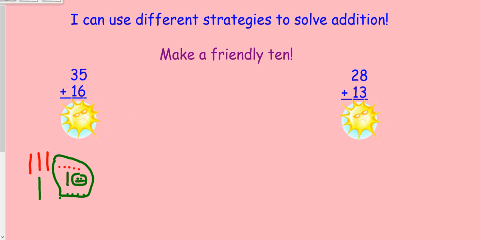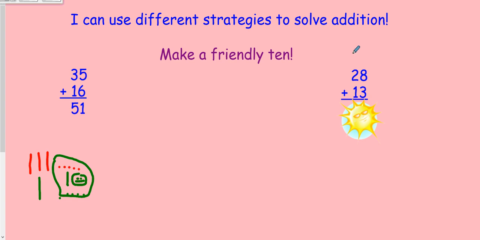Now, let's look at our picture. We made a friendly 10 here to help us. Let's count our picture. 10, 20, 30, 40, 50, 51. 35 plus 16 equals 51. The whole or the total when we put those two parts together is 51.